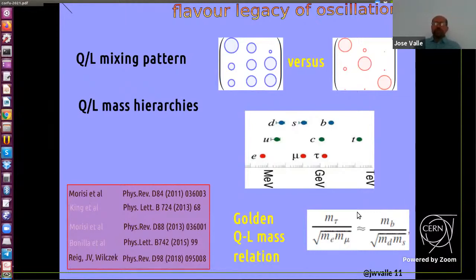this beautiful bottom-tau flavor-dependent unification formula, which is rather successful, and I call it the golden mass relation. And I believe that this golden quark-lepton mass relation does form an ingredient of an ultimate theory of flavor.